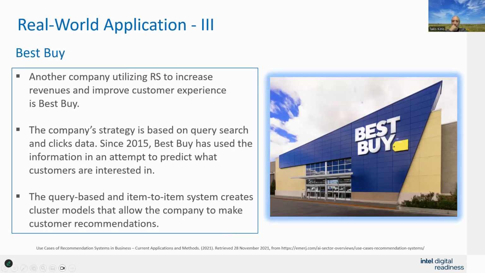Best Buy also uses recommendation systems, and it says since 2015, they've used information in an attempt to predict what customers are interested in. And it says the query-based and item-to-item system creates cluster models that allow the company to make customer recommendations. Now, real frankly, I used to hit Best Buy both in person and on their website a lot in the old days. And now if I walk into Best Buy, it's like, oh my God, it's somebody's birthday, or oh my God, it's Christmas and I forgot to get something. Or I'm thinking about buying a big ticket item online and I go into Best Buy to see the product in person before I buy it online, right?